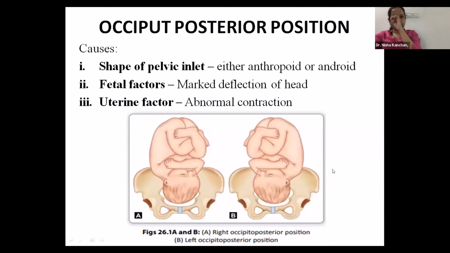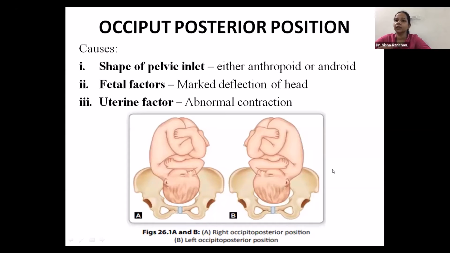So occipital posterior position. Occipital posterior position is a malposition. It is not a malpresentation. Presentation, anything other than vertex is called malpresentation. This is a malposition because here when we're doing PV, the presenting part is still the vertex. So it is a malposition.